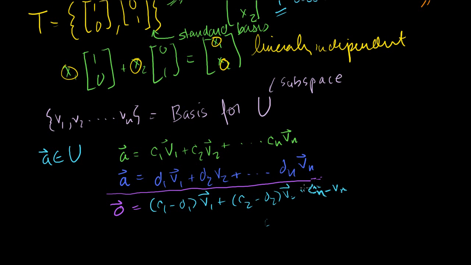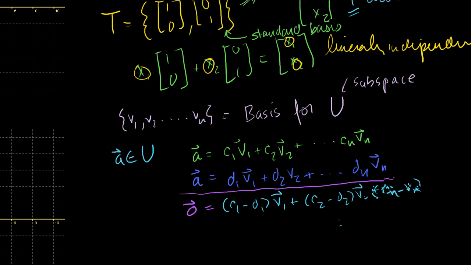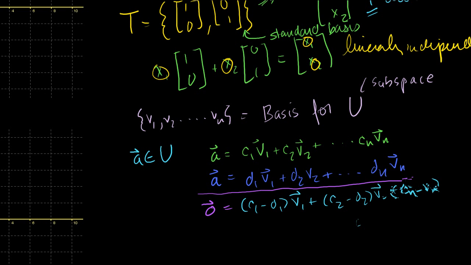It's showing up somehow. Yeah, it's messing me up. Let me rewrite it on the left right here where it's less likely to mess up. The 0 vector, I'll write it like that, is equal to c1 minus d1 times v1 plus all the way up to cn minus dn times vn. Right? I just subtracted the vector from itself.